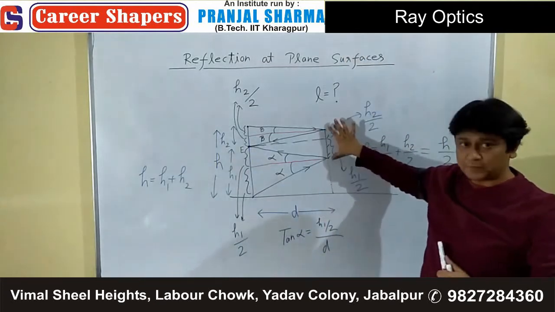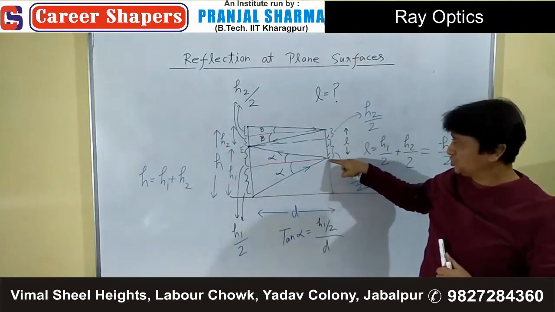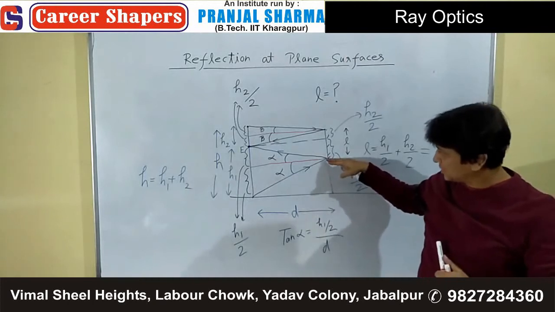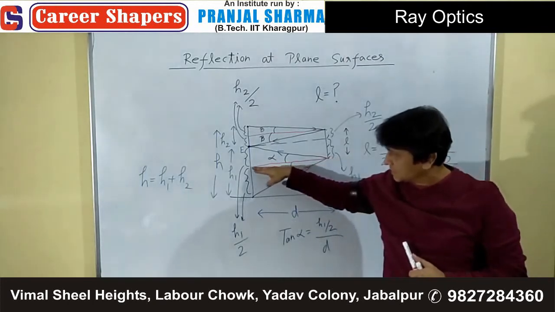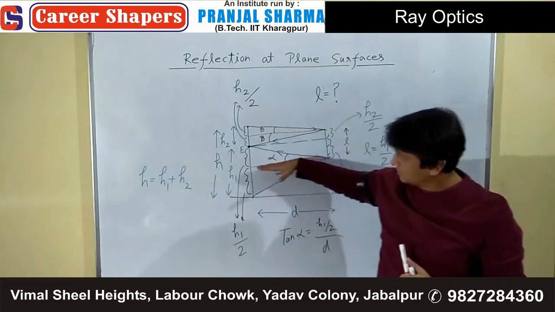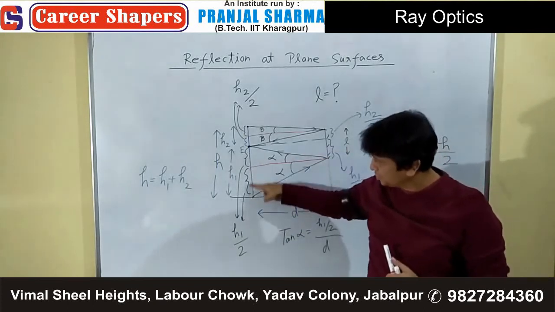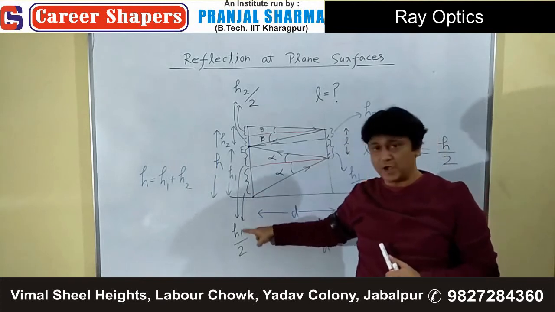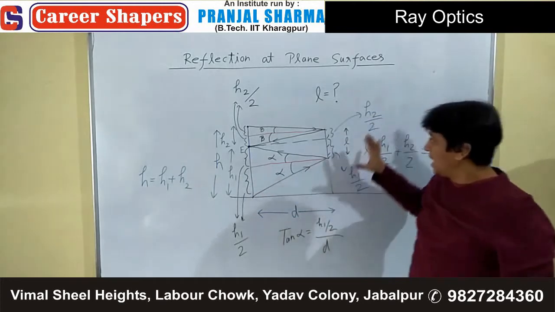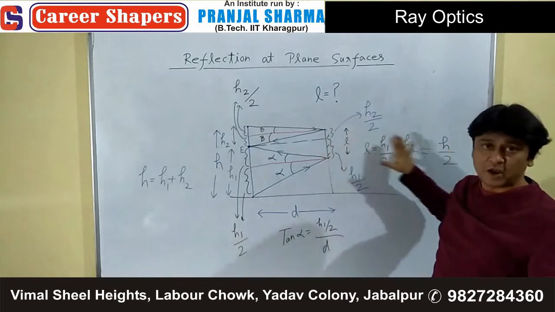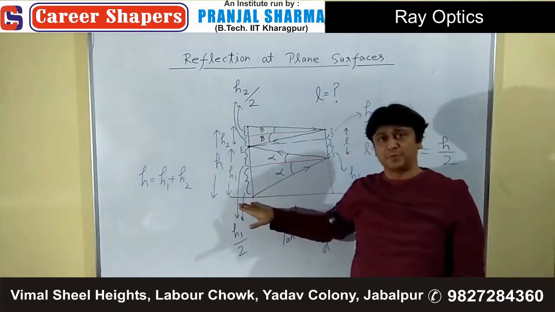That's the mirror. Look at the lower edge of the mirror. This lower edge of the mirror is here. That's the height level. This is the height level of the lower image. What is that height level? This much. What is this? H1 by 2. Which means what? Length of the mirror should be half of the overall height of the person.